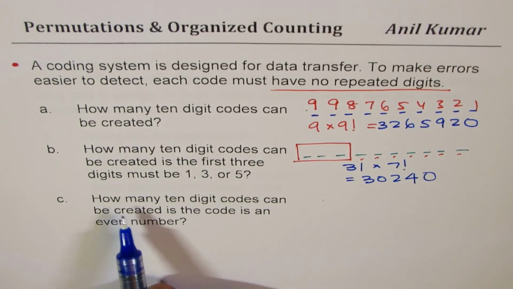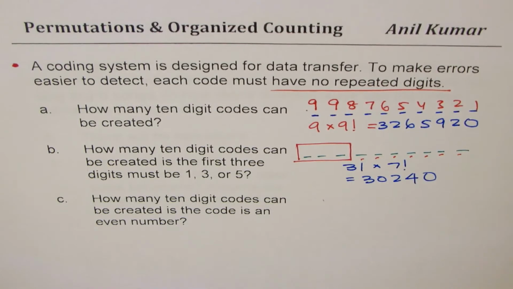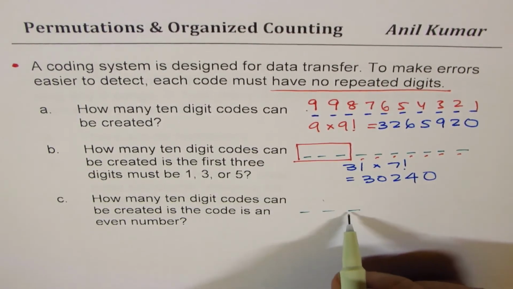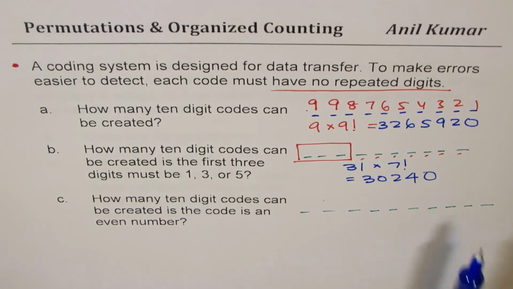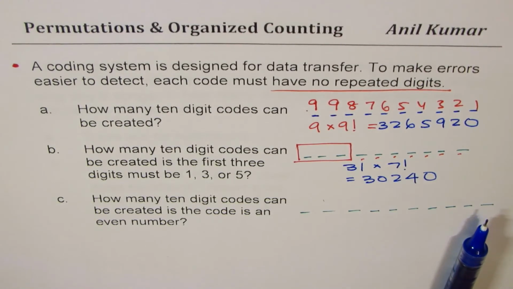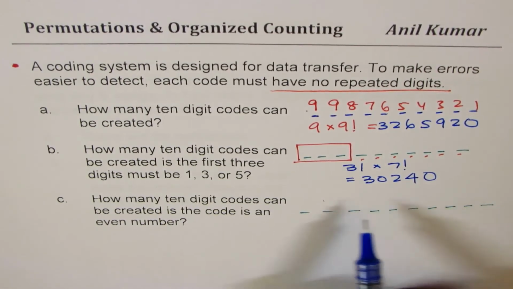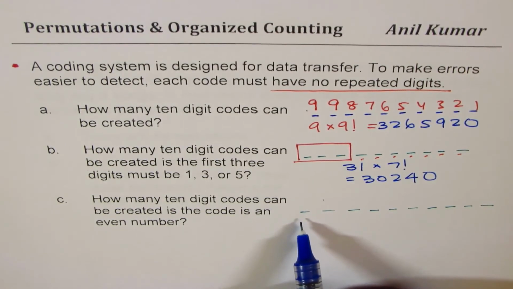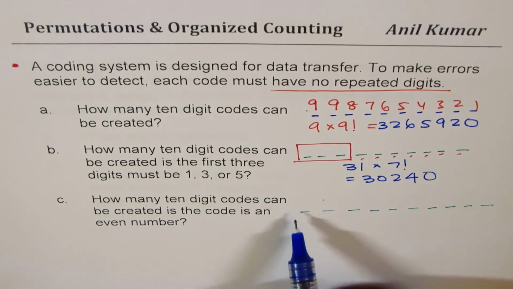C is, how many 10-digit codes can be created if the code is an even number? So if I'm saying even number, that means what? 1, 2, 3, 4, 5, 6, 7, 8, 9, 10. That means the last digit should be 0, 2, 4, 6 or 8. Is that okay? So since we know we cannot start with 0, there is a case when even number 0 could come here or there, right?